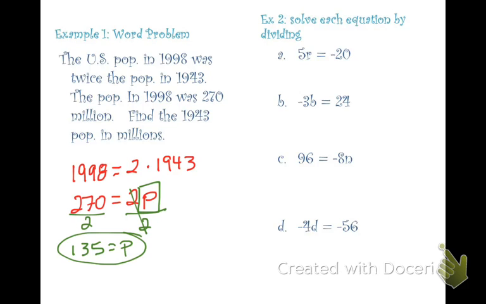And that's how you're going to do your problems for example 2. So 5r equals negative 20, so I'm boxing my r. What is 5 doing to r? It's multiplying. So we need to do its opposite, which is dividing. I'm going to divide by 5, because that's what's attached to the r, and I'm dividing by 5 on this side too. Then r equals negative 20 divided by 5, which is negative 4.